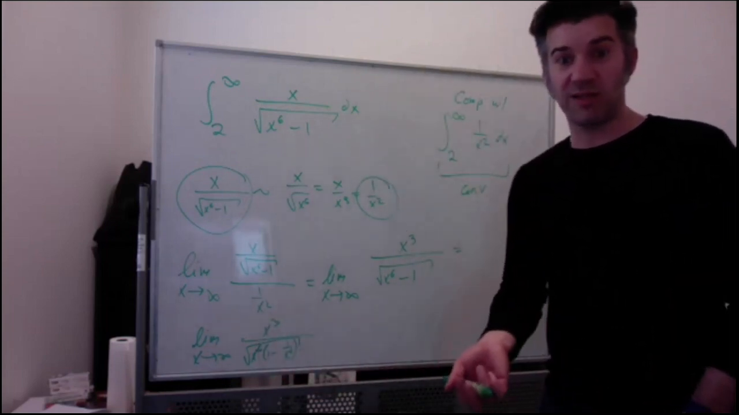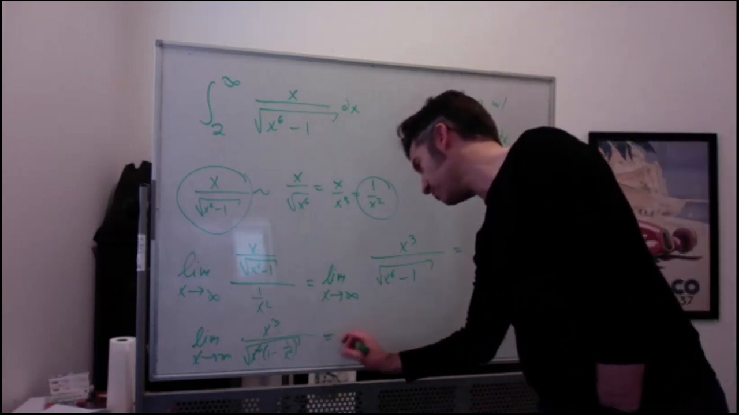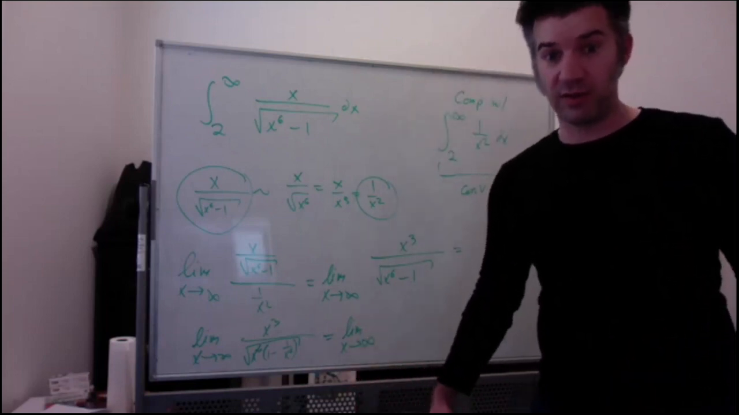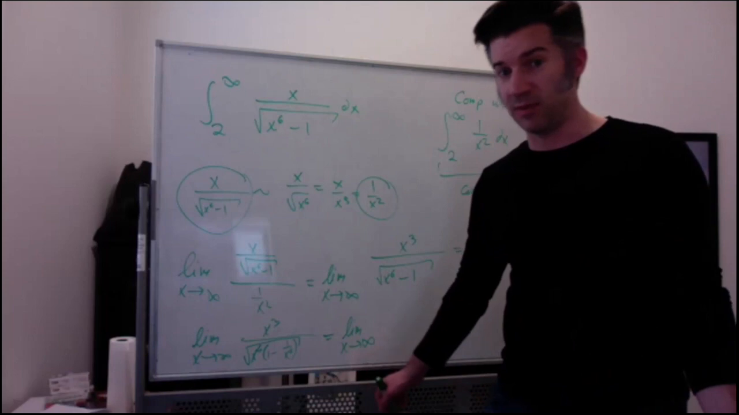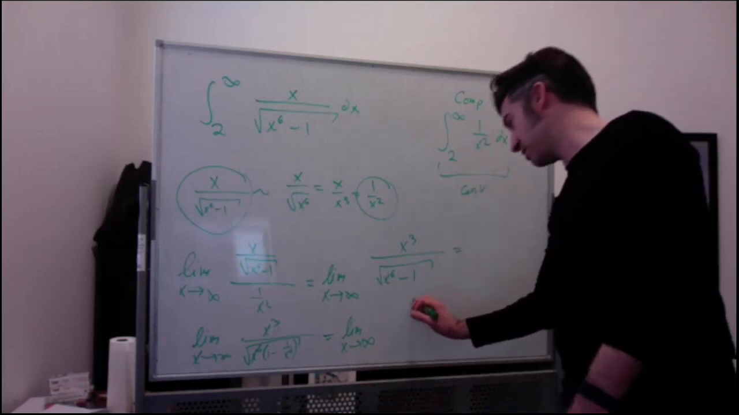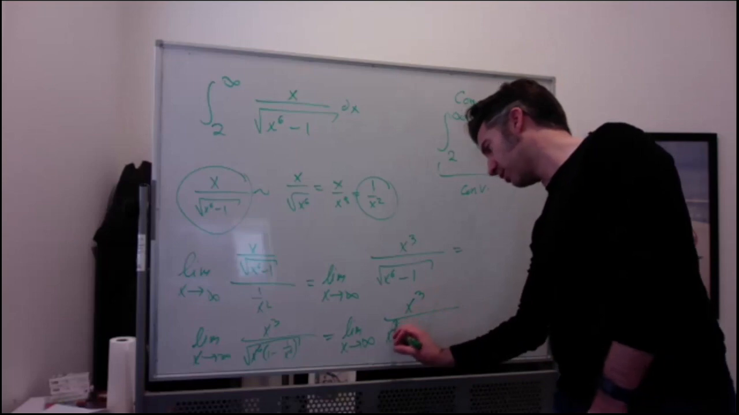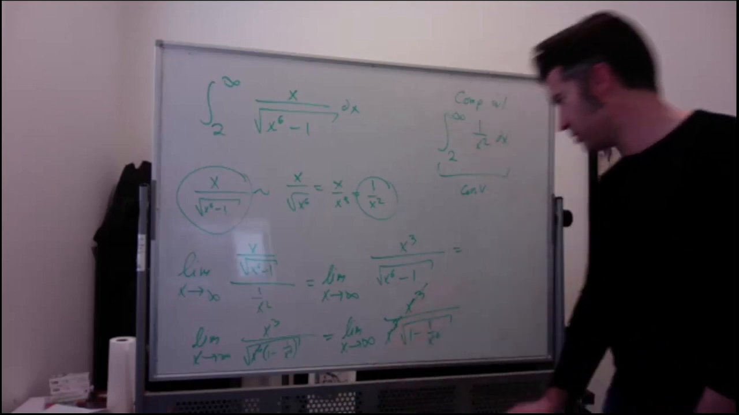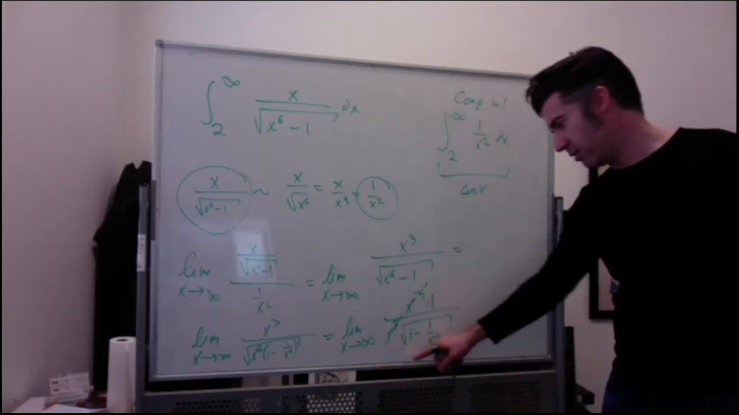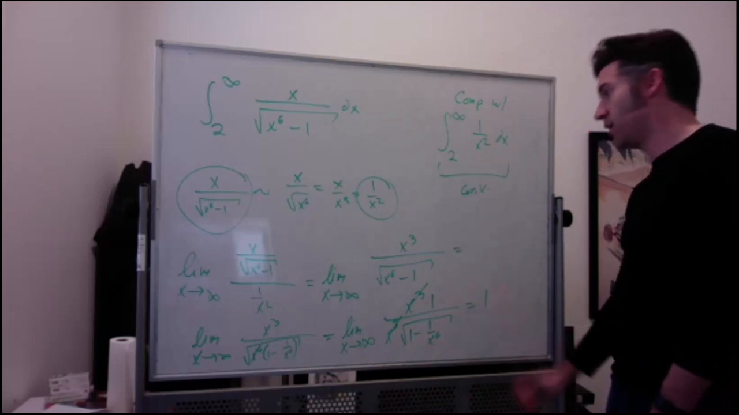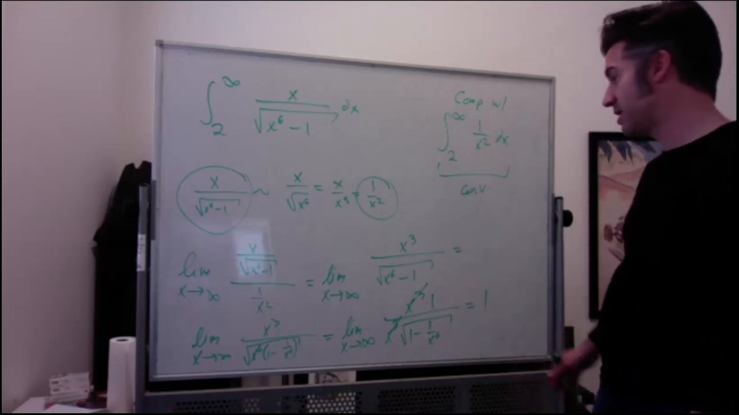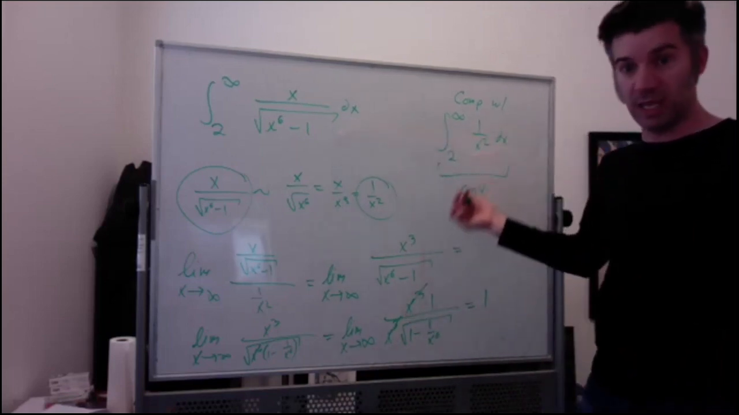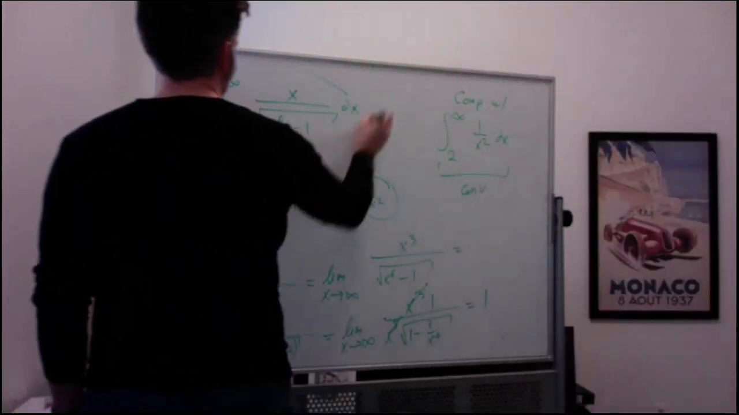And then the square root of x to the 6th is x to the 3rd. Technically, it's the absolute value of x to the 3rd. But since x is positive, the absolute value of x to the 3rd is x to the 3rd. So this is x to the 3rd over x to the 3rd times the square root of 1 minus 1 over x to the 6th. These cancel. You're left with 1 over 1 minus 0, which is just 1. So once again, since this limit is not 0 and not infinity, this integral and this integral do the same thing. So this integral converges.